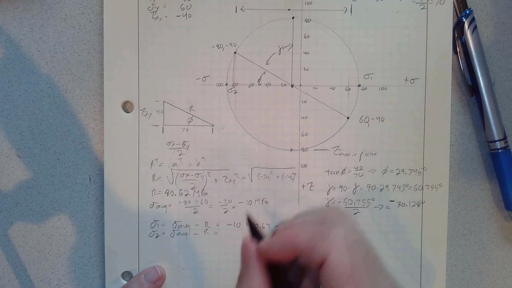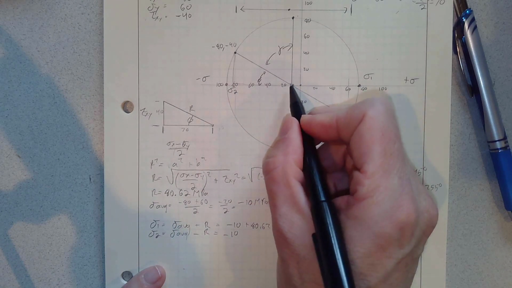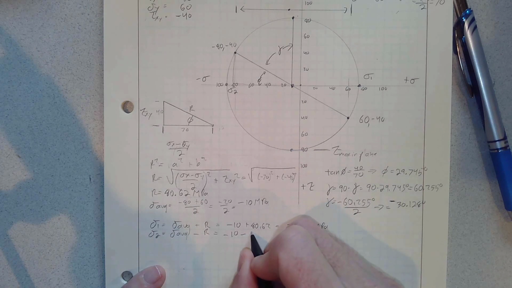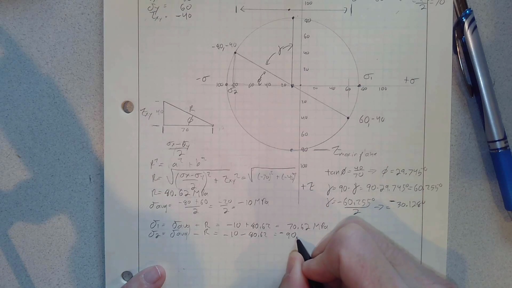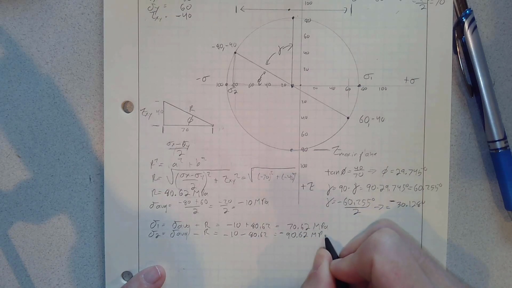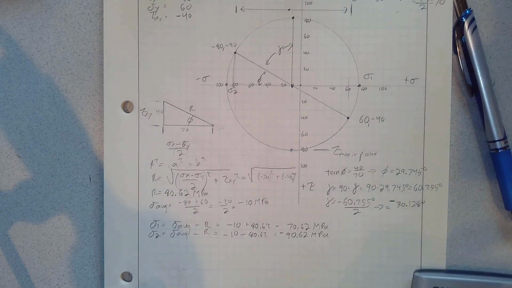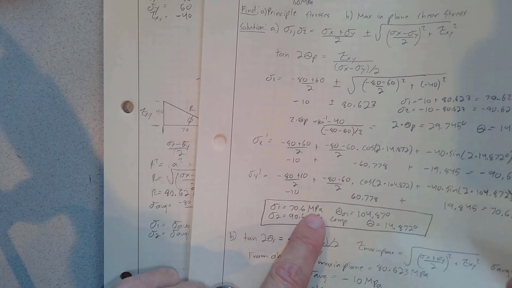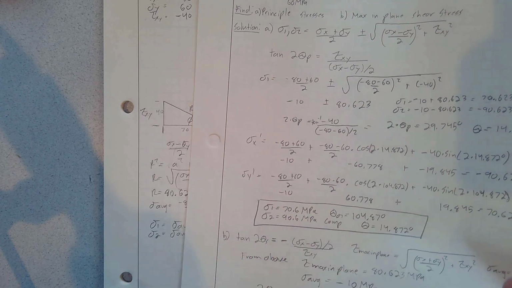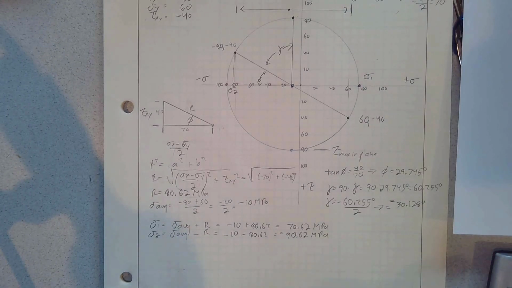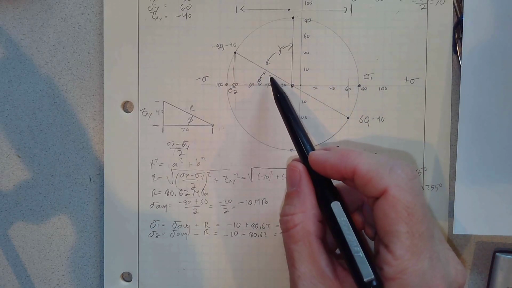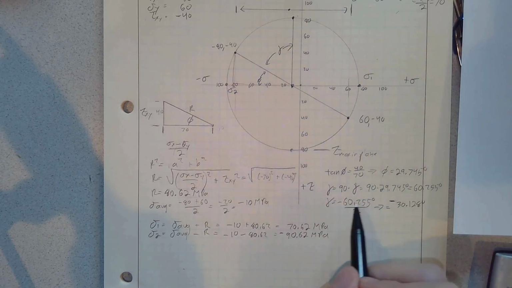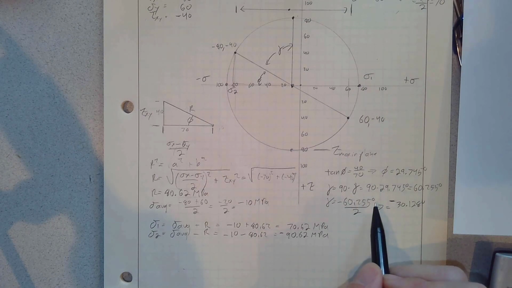And sigma 2 is negative 10, that's the center, minus the radius, so minus 80.62. That's going to be equal to negative 90.62 megapascals. So that tells me that's in compression. And again, if we come back and look at our answers from before, we had 70.6 megapascals tension for sigma 1, 90.6 megapascals compression for sigma 2. So we're doing great on those, but I guess actually we did already find what orientation we needed to rotate for one of those. We did it as part of finding the rotation for our in-plane shear stress, right?